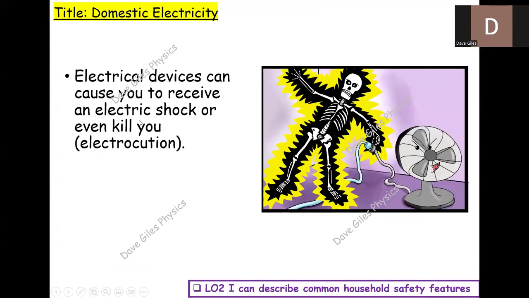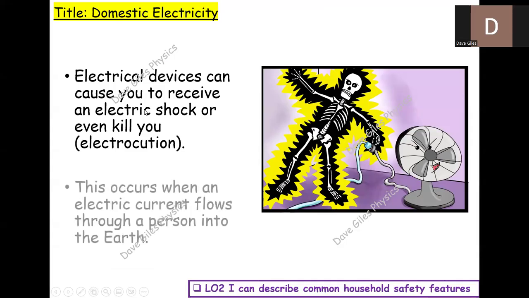So electrical devices can cause you to receive an electrical shock or even kill you, which is known as electrocution. This occurs when electric current flows through a person into the earth, because electricity wants to get to earth. It wants to move away, it wants to dissipate, to use energy terms. It wants to spread out. And the way it does that is to go to earth.